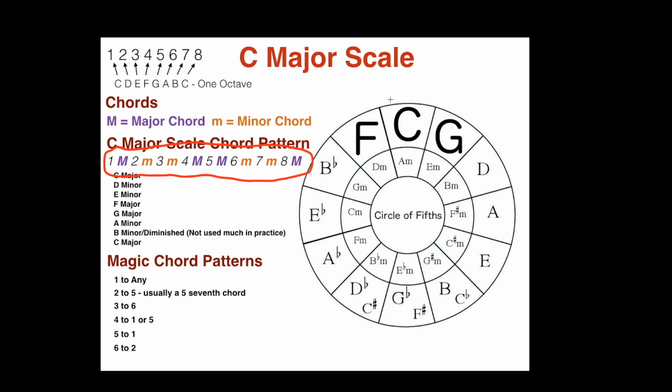You can identify other helpful things on the circle of fifths easily as well. For example, the C is the 1, and if you go to the left here, the F is the 4, and the G is the 5. Also, the A minor is the relative minor or the natural minor.